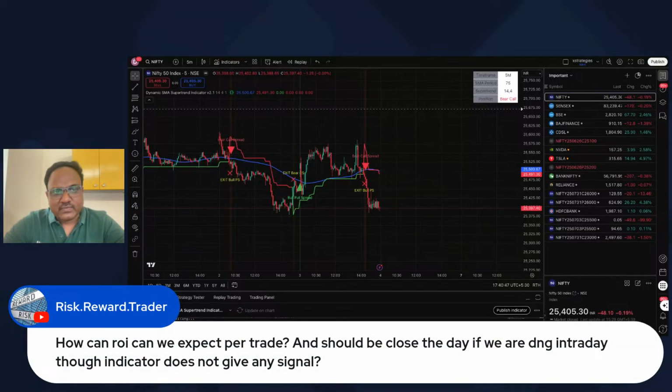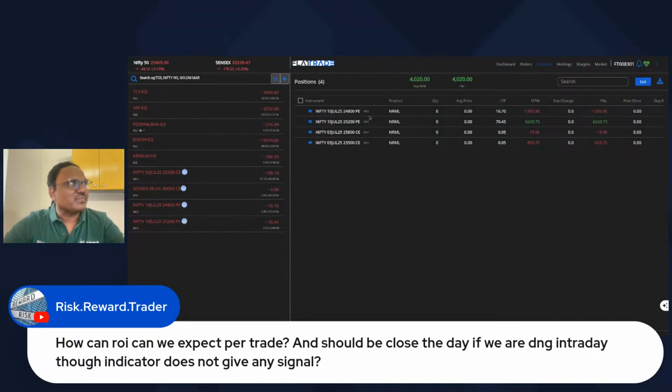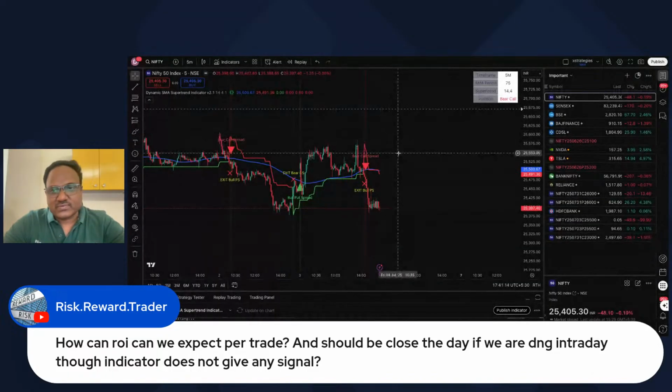How much ROI can we expect per trade, and should we close the day if we are doing intraday and the indicator does not give a signal? Of course you should close it. So there is no right or wrong. Generally, as I said, this account I usually close because this is a very small account, right? So you can simply close and then wait for one more signal tomorrow. There is no need to do any trades.